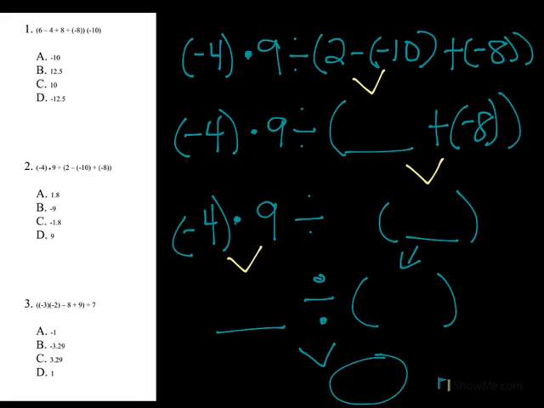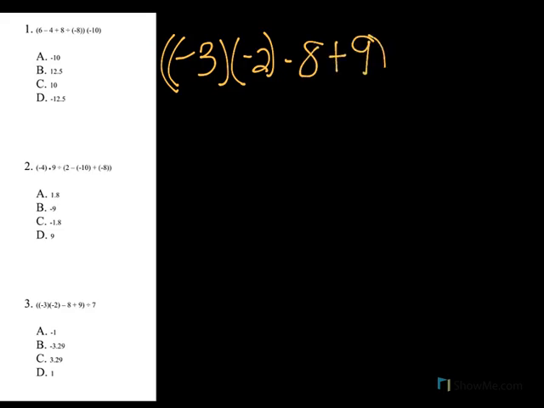Okay, and then we have number 3. Number 3 says we have negative 3 times negative 2 minus 8 plus 9 divided by 7. So once again, I'm going to go through the steps, but I'm not doing the math for you.